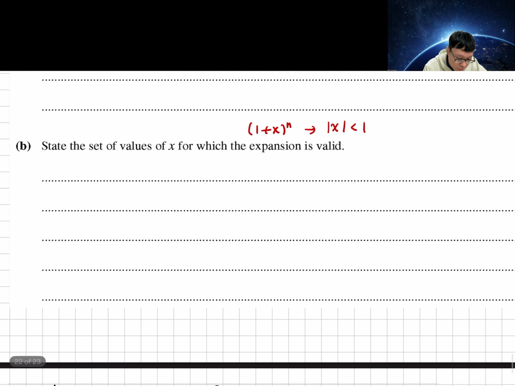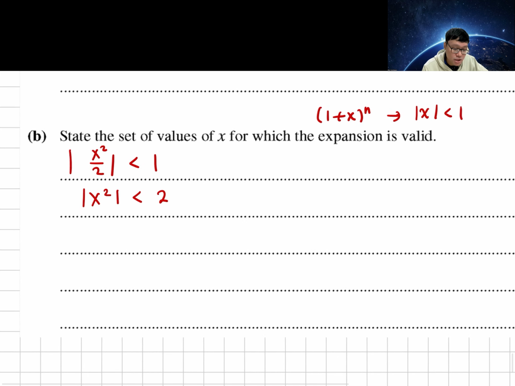So instead of x, we have modulus of minus x squared over 2 has to be less than 1. So we replace x with that. And we know that the negative is not needed in the modulus. So we can multiply both sides by 2. So you get modulus of x squared less than 2. But we know that x squared is always positive, so we don't need the modulus. And after that, because both sides are always positive, we can square both sides. And then you get modulus of x less than square root 2.